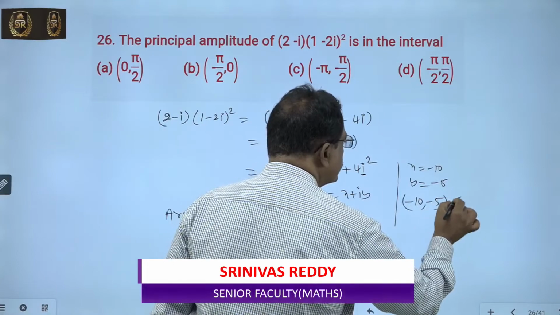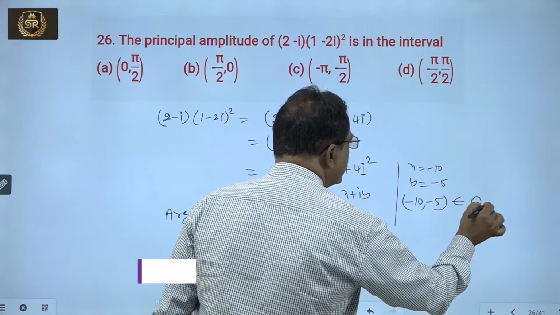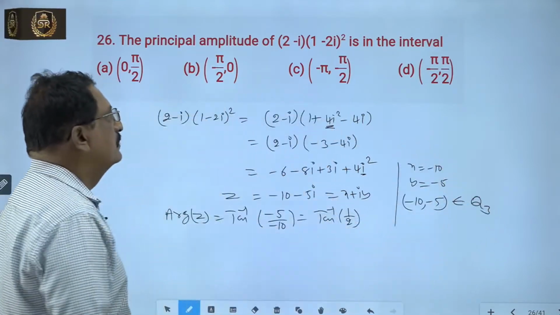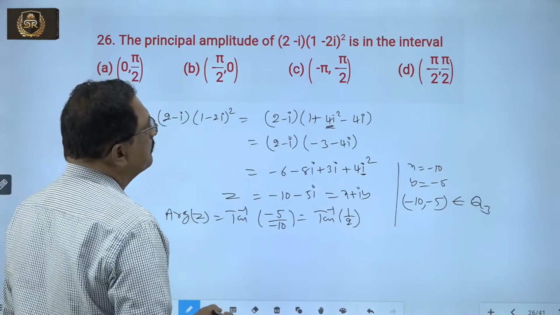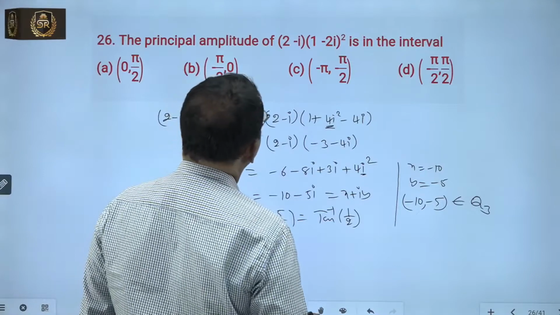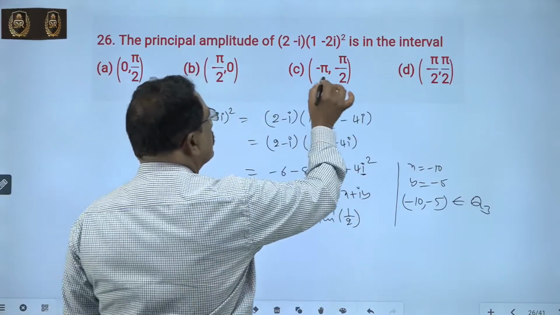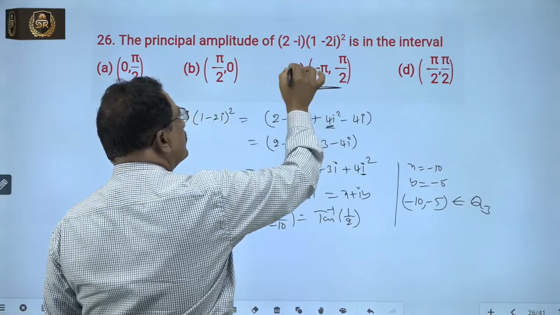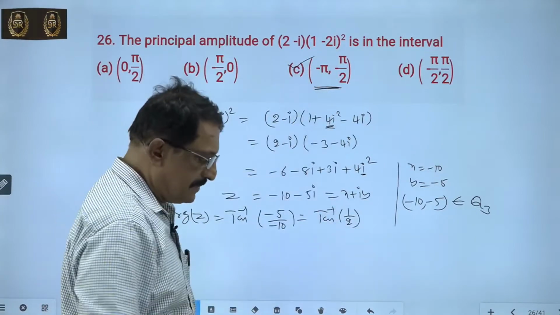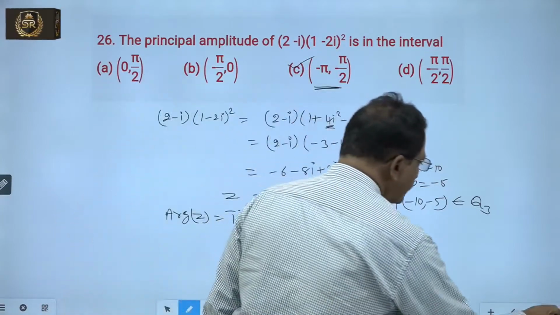This point belongs to the third quadrant, Q3. Now amplitude lies in the third quadrant. Now the option is, it lies in minus pi to minus pi by 2. Third option is correct.